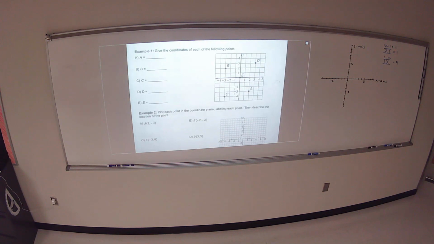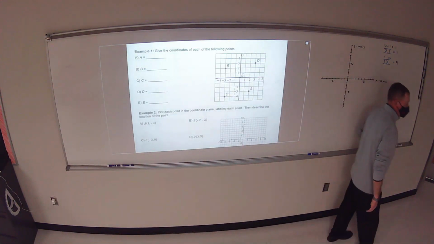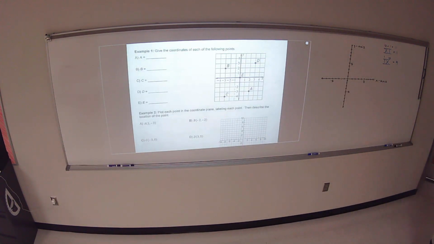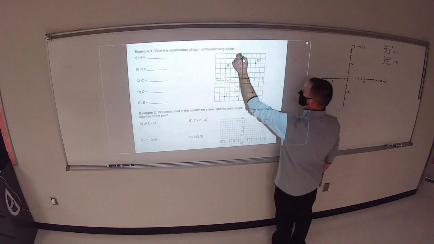Give the coordinates of each of the following points. So I'm asking for each of these to be written as an ordered pair. 2 things to remember, and I am picky when it comes to your assessments. Ordered pairs must be listed in parentheses, and they must have a comma used to separate those 2 numbers. So, where do we always begin when we talk about a graph? We start on the origin. Then to find the first number, we're talking about moving on the x-axis. To find our second number, we're talking about moving on the y-axis.